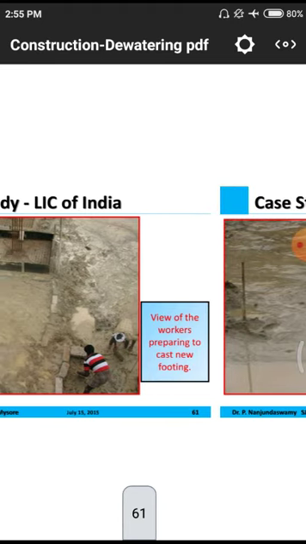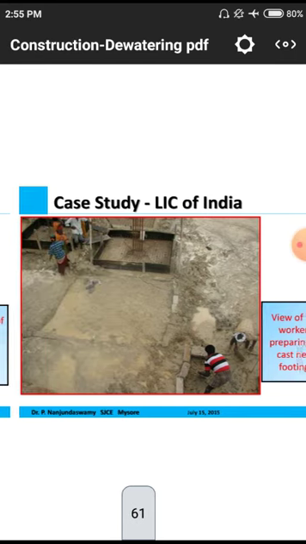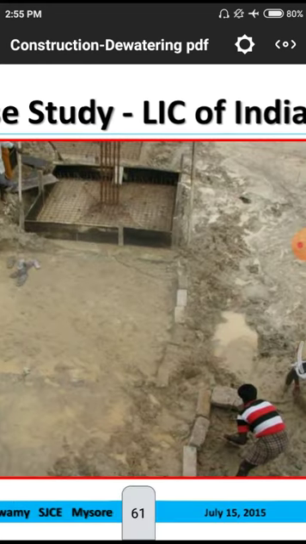We have the workers preparing to cast a new footing. That means preparing to cast a new footing. Here we are observing a square-like structure.